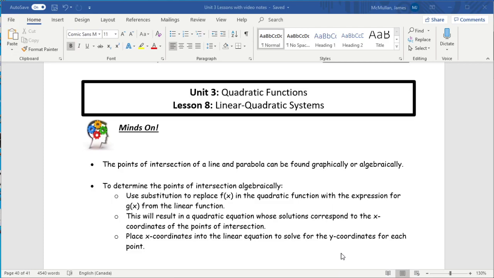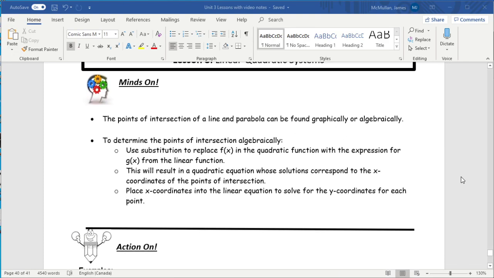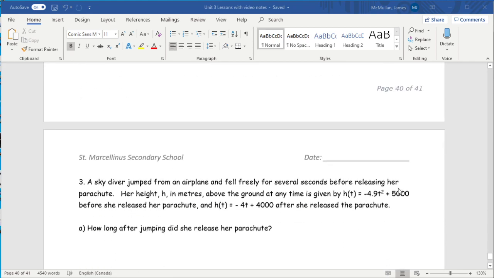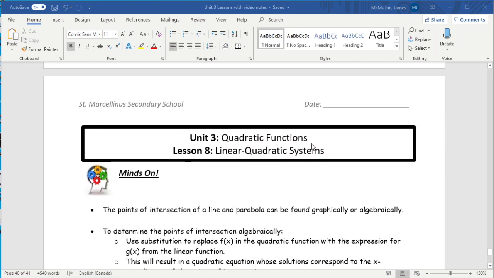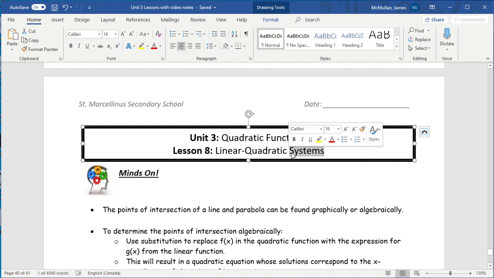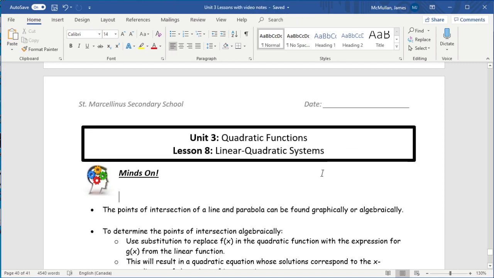Okay, hello. So today we're looking at the final lesson from Unit 3, where we're talking about linear and quadratic systems. Now, a system is just more than one equation. It just means you're dealing with more than one equation at a time. So if you think back to grade 9 and 10, when you did linear systems, a linear system was two lines, and often you were trying to find where they intersect. Here, you're not doing two lines, you're doing one line and one quadratic.